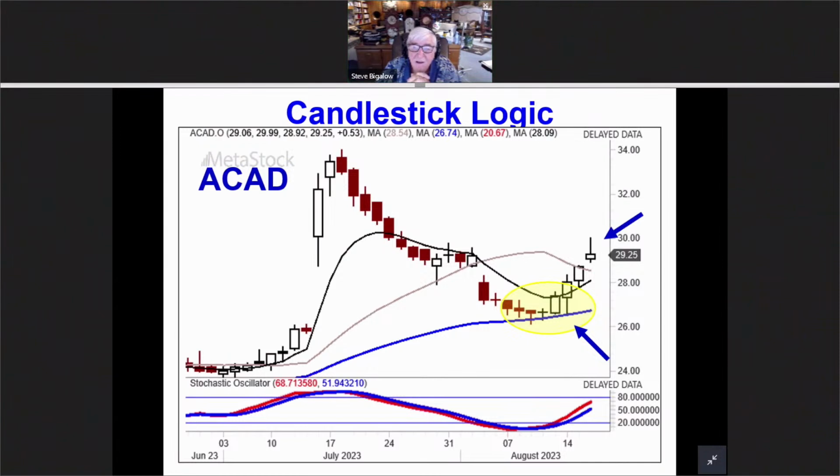Okay, let me talk a little bit about how to find the best trades and how the add-on for Metastock works and that kind of stuff.